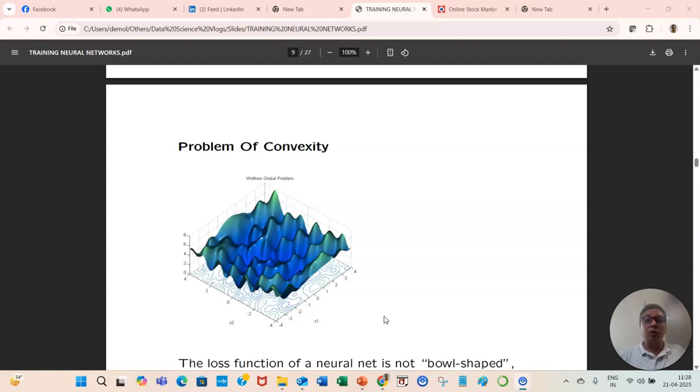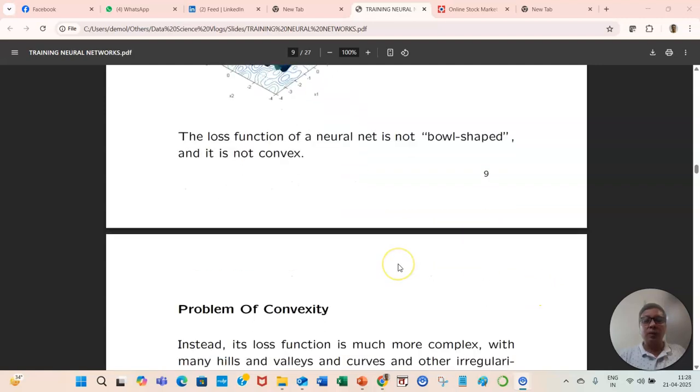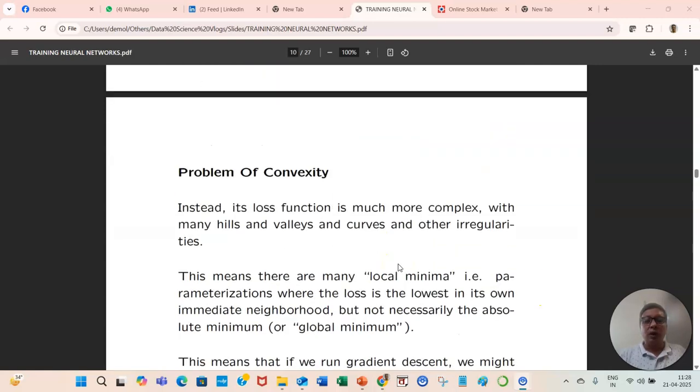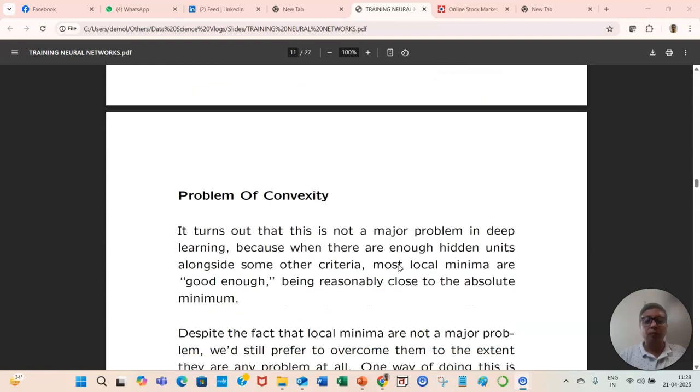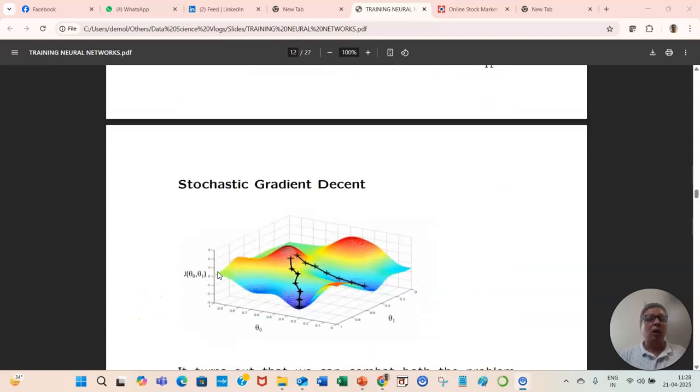Now in general, in neural networks, the loss function is not well behaved. There are so many local minimums and maximums, but this is not a problem. It turns out that this is not a major problem in deep learning, because when there are enough hidden units alongside some other criteria, most local minimums are good enough, being reasonably close to the absolute minimum. So the local minimums are not really a practical problem.